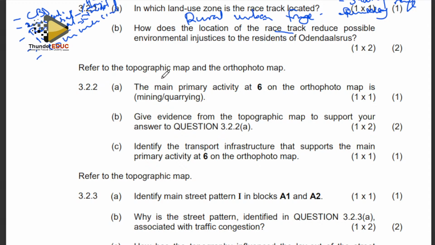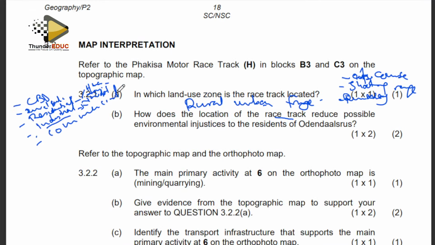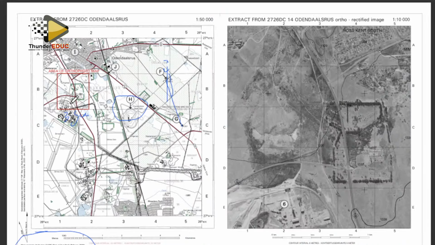the two maps, so that you are in a position to understand, to apply, and to use both the maps in order to answer this question. So I'm going to ask you learners, you normally have to integrate both maps. Remember, the orthophoto map is coming from the topographic map. In that area that is demarcated in red, look here, this is where the orthophoto map is coming from. So we are going to combine both the maps so that we can answer the question.